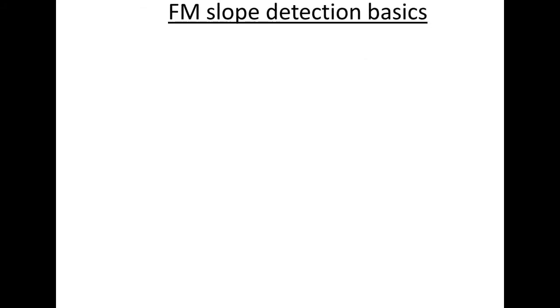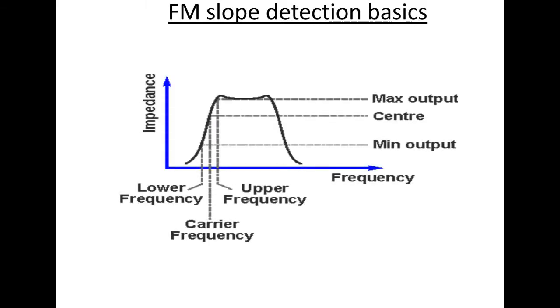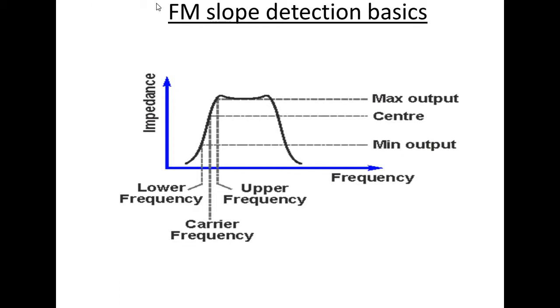In the next slide we'll see the FM slope detection basics. Here in this graph, on the x-axis we have the frequency, and on the y-axis we have the impedance, and there is a curve. The lower part of the curve gives the lower frequency, the center part gives the carrier frequency, and the upper part gives the upper frequency. We can obtain the maximum output from the upper frequency and the intermediate output from the carrier frequency, and the lower frequency will give the minimum output. Let's move to the next slide.